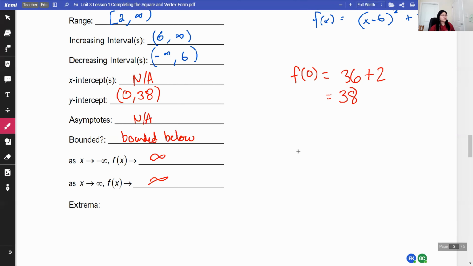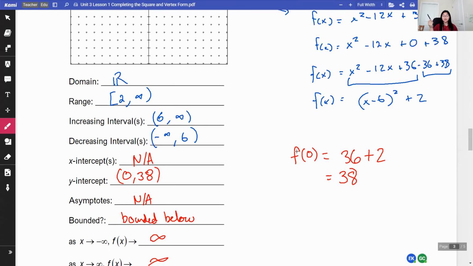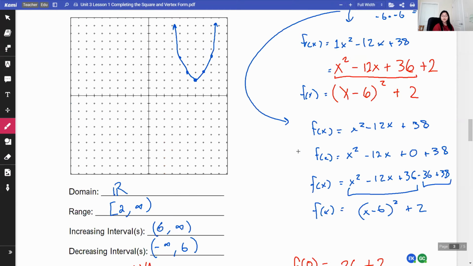And extrema. What do we have? It was an absolute min because we have an upward facing parabola. And our absolute min is 2.